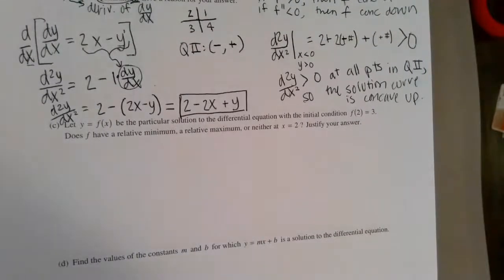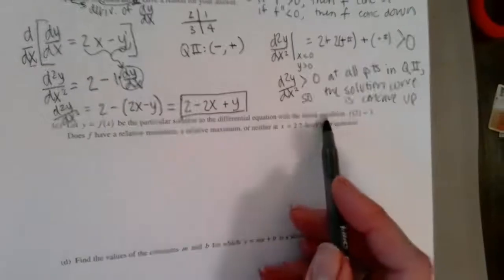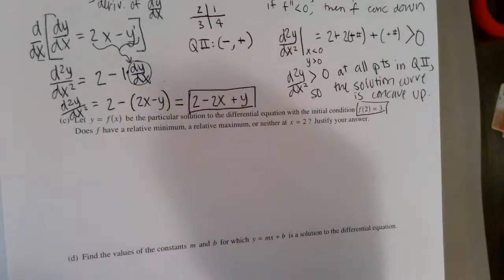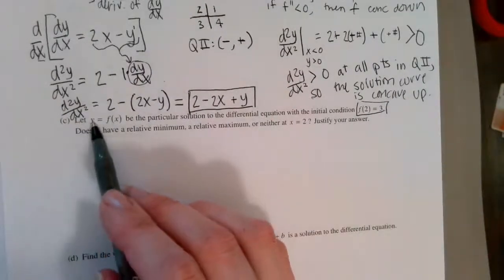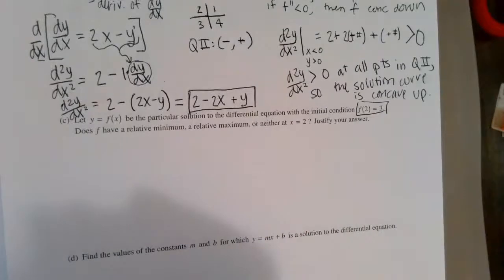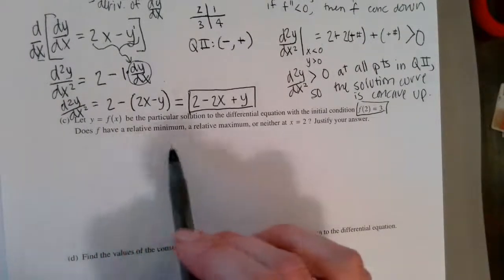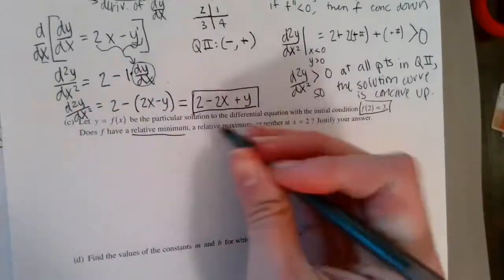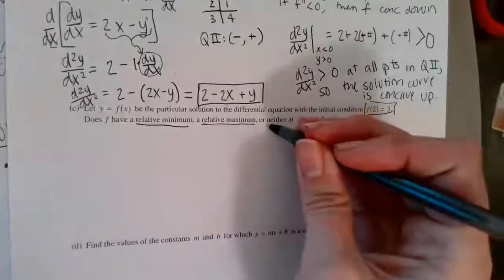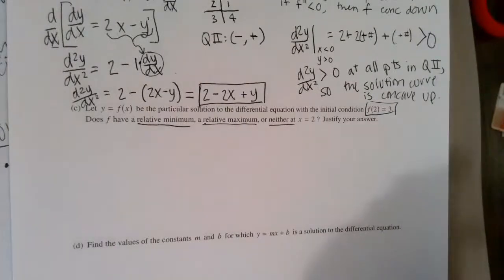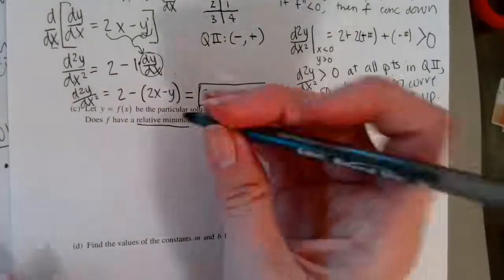Part C. Let y equals f of x be the particular solution to the differential equation with the initial condition f of 2 equals 3. They're just telling you that y is the particular solution. They're not asking you to find it here. The question is, does f have a relative minimum, a relative maximum, or neither at x equals 2? Justify your answer.